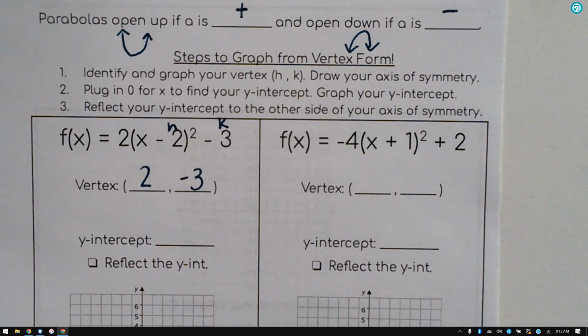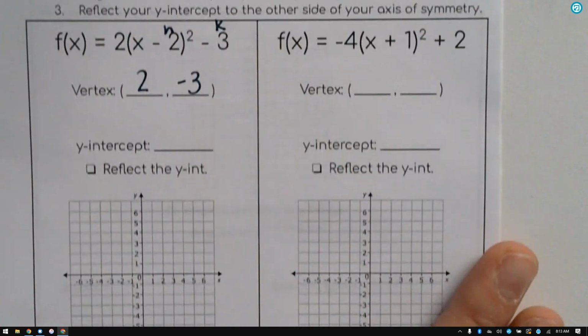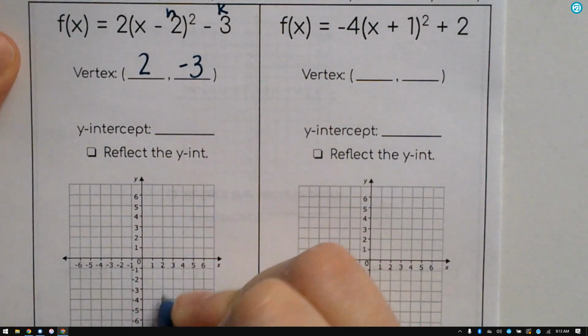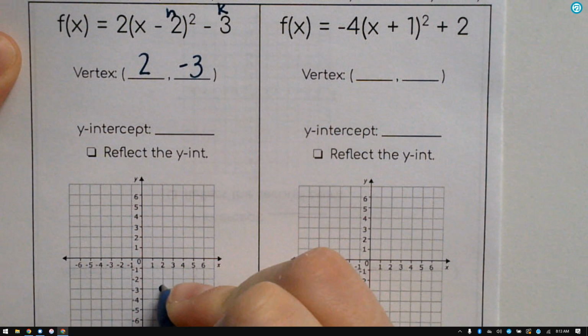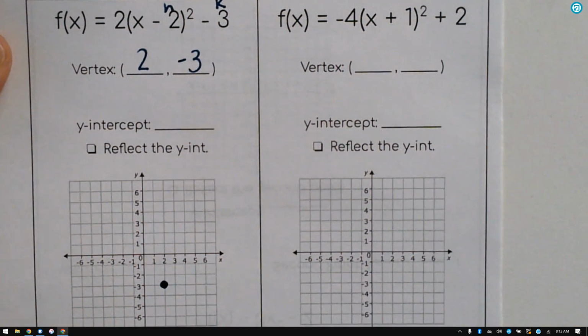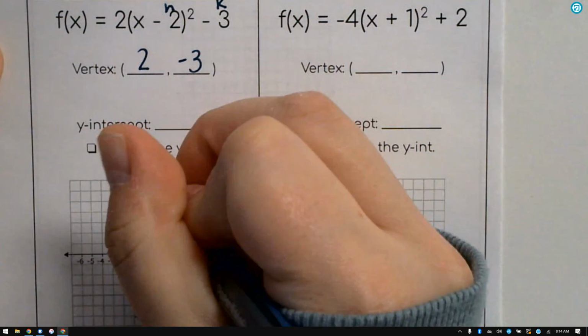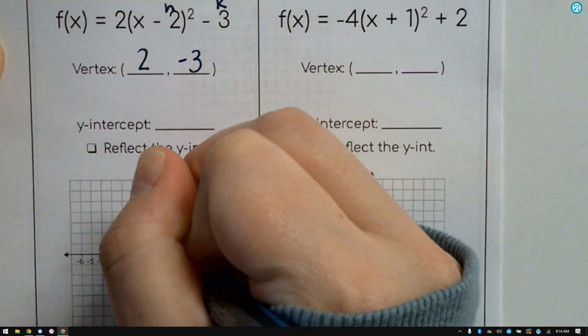From there, we can go ahead and graph that ordered pair. So we can graph an ordered pair at (2, negative 3). I went right 2, down 3. When I graph my vertex, I also want to draw an axis of symmetry. So I'm just going to draw a dotted line that goes through that.